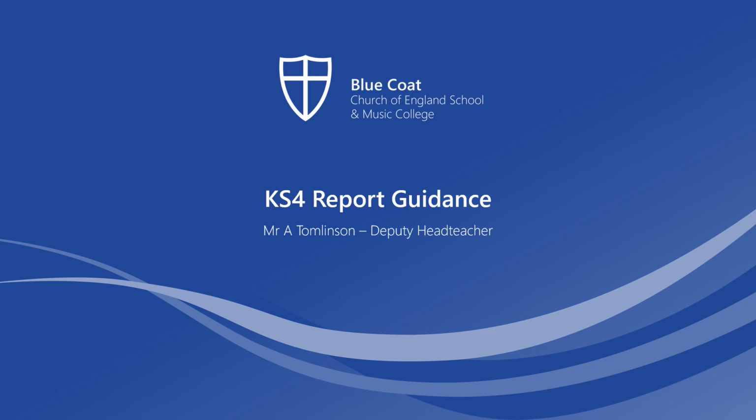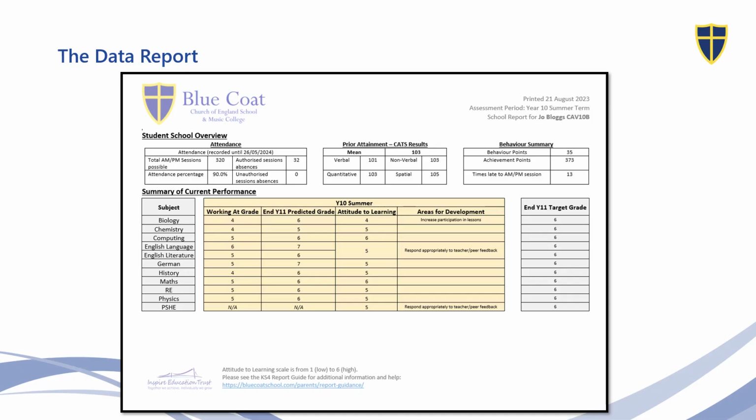During this brief presentation, I will give you a quick overview of how to understand your child's Key Stage 4 report. At the top of your child's report, the first section you will see is their attendance data. The second is prior attainment. This will either be SATs or CATs depending on the cohort. And lastly, a behaviour summary, which will give you an overview of their behaviour points, achievement points, and the number of times that they've been late to either AM or PM registration.